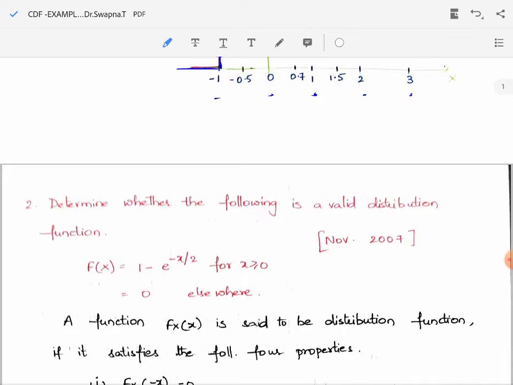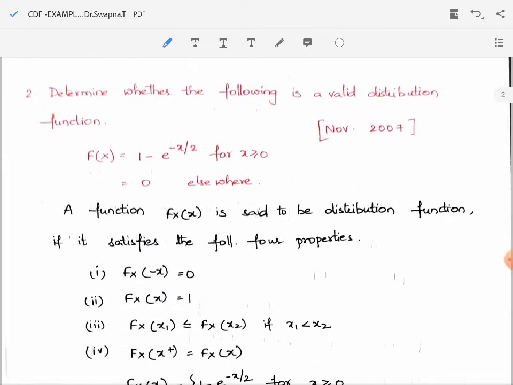Now for any function Fx of x to be a distribution function, it needs to satisfy its properties. Those 4 properties are: Fx of minus infinity equal to 0, Fx of infinity is equal to 1, Fx of x1 less than or equal to Fx of x2 if x1 is less than x2, so the CDF is a non-decreasing function. And the fourth one is Fx of x plus is equal to Fx of x.